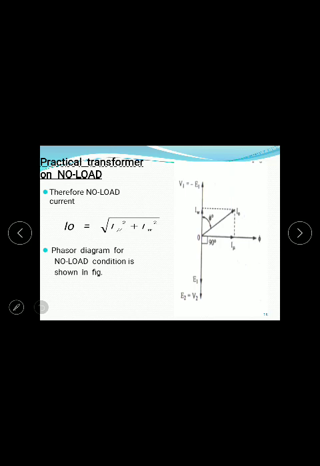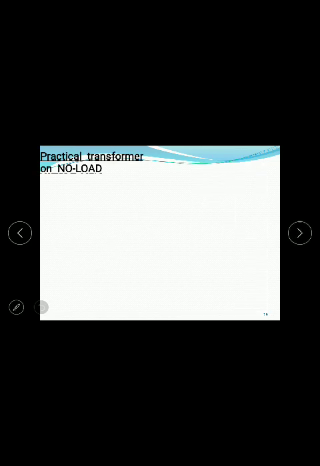E1 is the primary winding induced EMF. E2 is also an induced EMF in the secondary winding. No load current I0 lags the supply voltage V1 by an angle of phi naught.